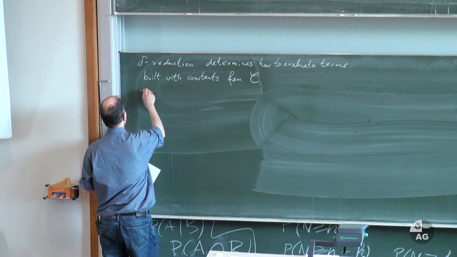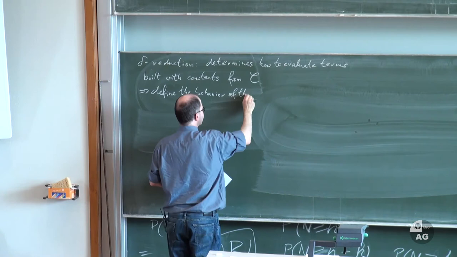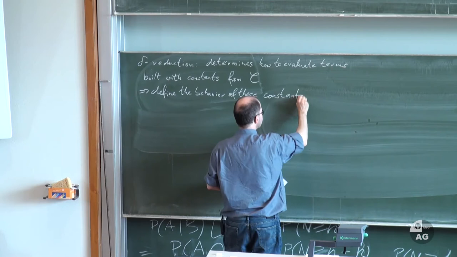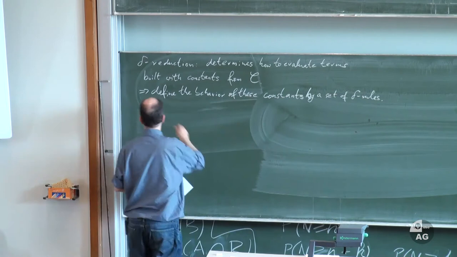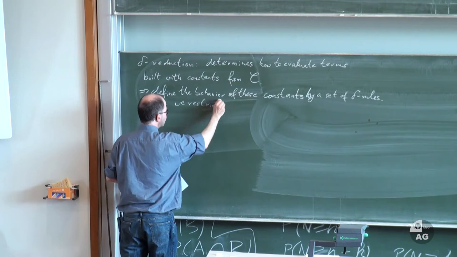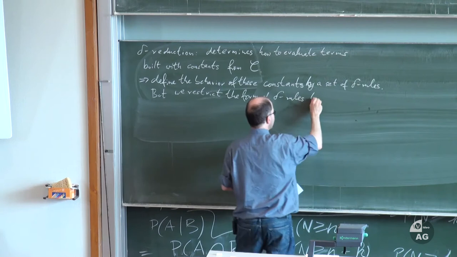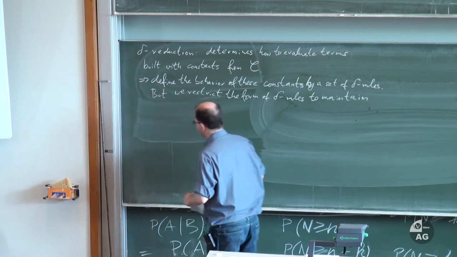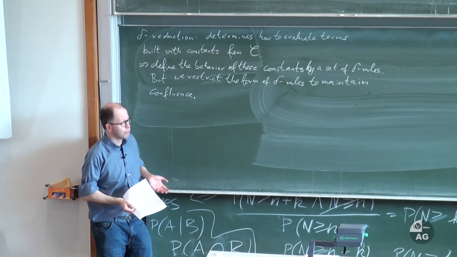So we define the behavior of these constants by a set of delta rules. But we restrict the form of these rules in order to maintain confluence. We don't want to destroy confluence by these delta rules. And in general, if we would allow arbitrary rules, then confluence would immediately be lost.